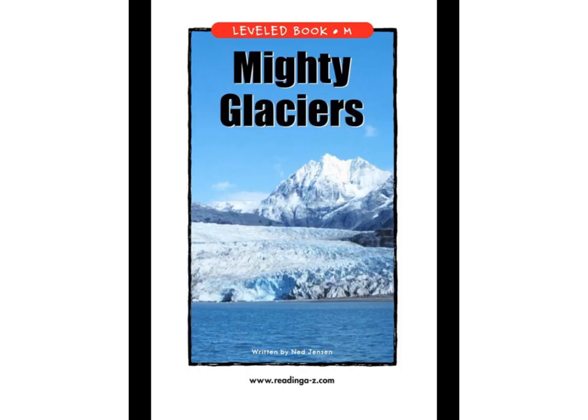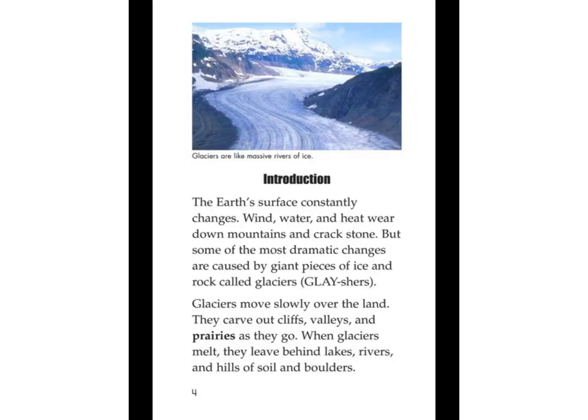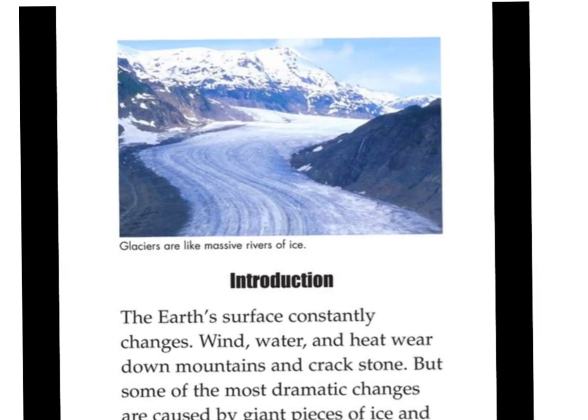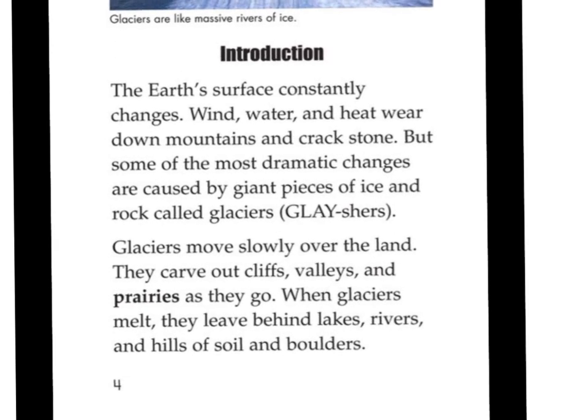Now, it's time for our reading project. Let's open our reading project with the title Mighty Glaciers, okay? This one is obviously according to the text that we have just read. On page 1 it says, glaciers are like massive rivers of ice. Look at it, it's quite evident that it's like a river, right? Introduction. The Earth's surface constantly changes. Wind, water, and heat wear down mountains and crack stone.